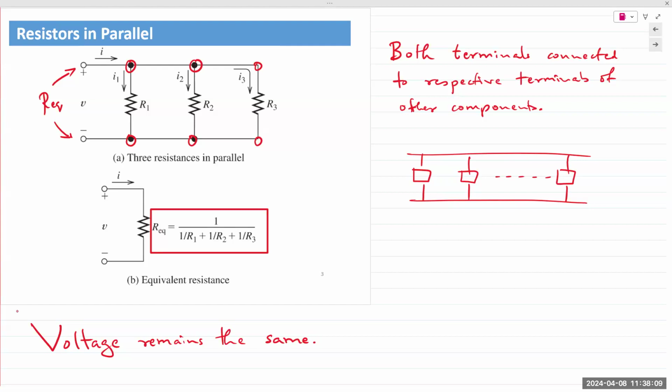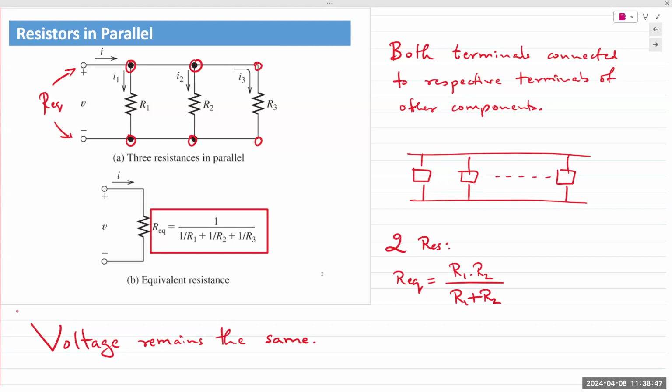And we'll take a look at a few examples in the next slide, in just a minute. Two more tips I'd like to say. We talked about voltage remaining the same. If you have two resistors in parallel, the Req is simply the product of the two divided by the sum of the two. So for two resistors in parallel, Req is simply the product of the two divided by the sum of the two.